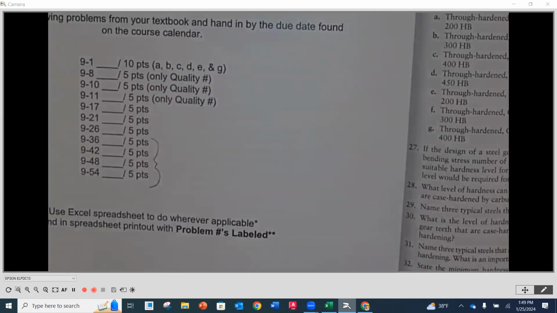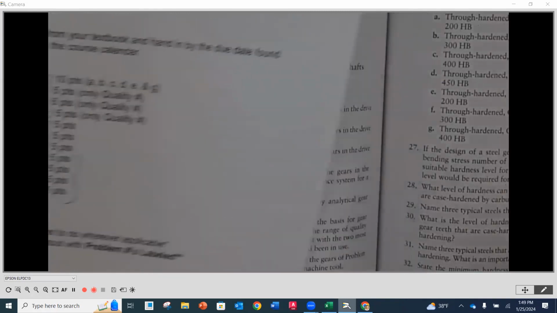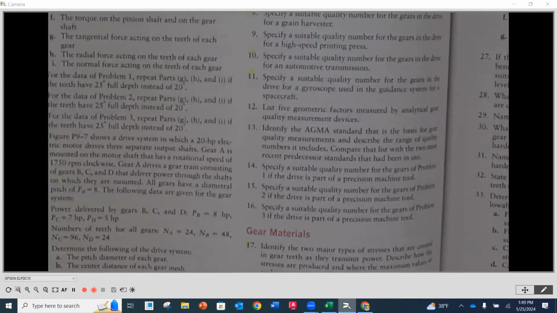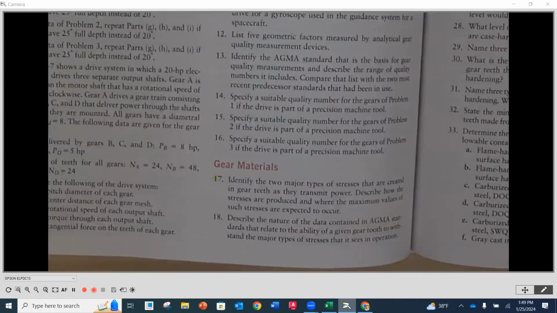So AV is equal to. Then we're going to go over to 17, 21, and 26. So 17 starts on the bottom of that same column. Gear materials, it says, identify the two major types of stresses that are created in gear teeth as they transmit power. Describe how the stresses are produced and where the maximum values of such stresses are expected to occur.